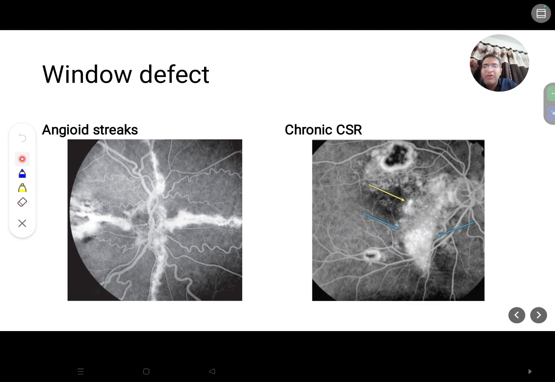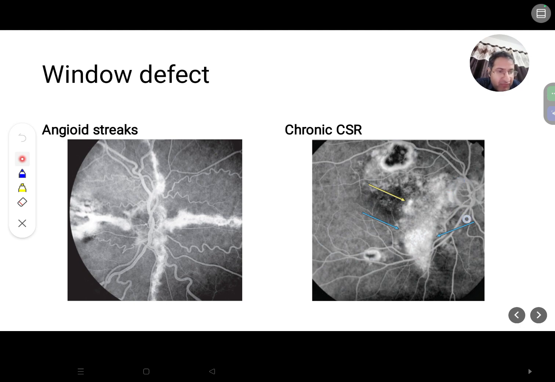The second example of window defect, this is the late phase of the angiography in which we see the angioid streaks, that is the defects in the RPE-Bruch's membrane. We see the angioid streaks coming out, and we see them as hyperfluorescent streaks in the late phase of the angiography.